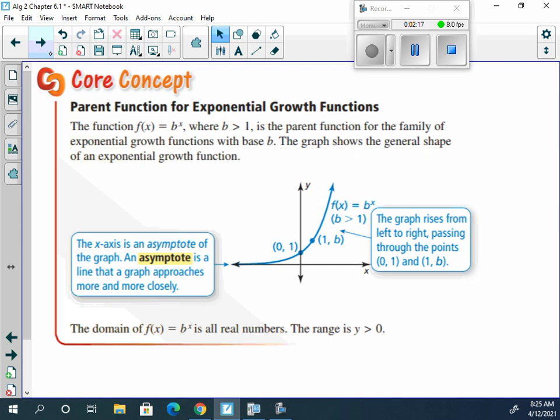Now the reason we know this function is exponential is because b, that base, is greater than 1. And what's going to happen is as we increase values of x, it's going to increase faster and faster as it goes along.